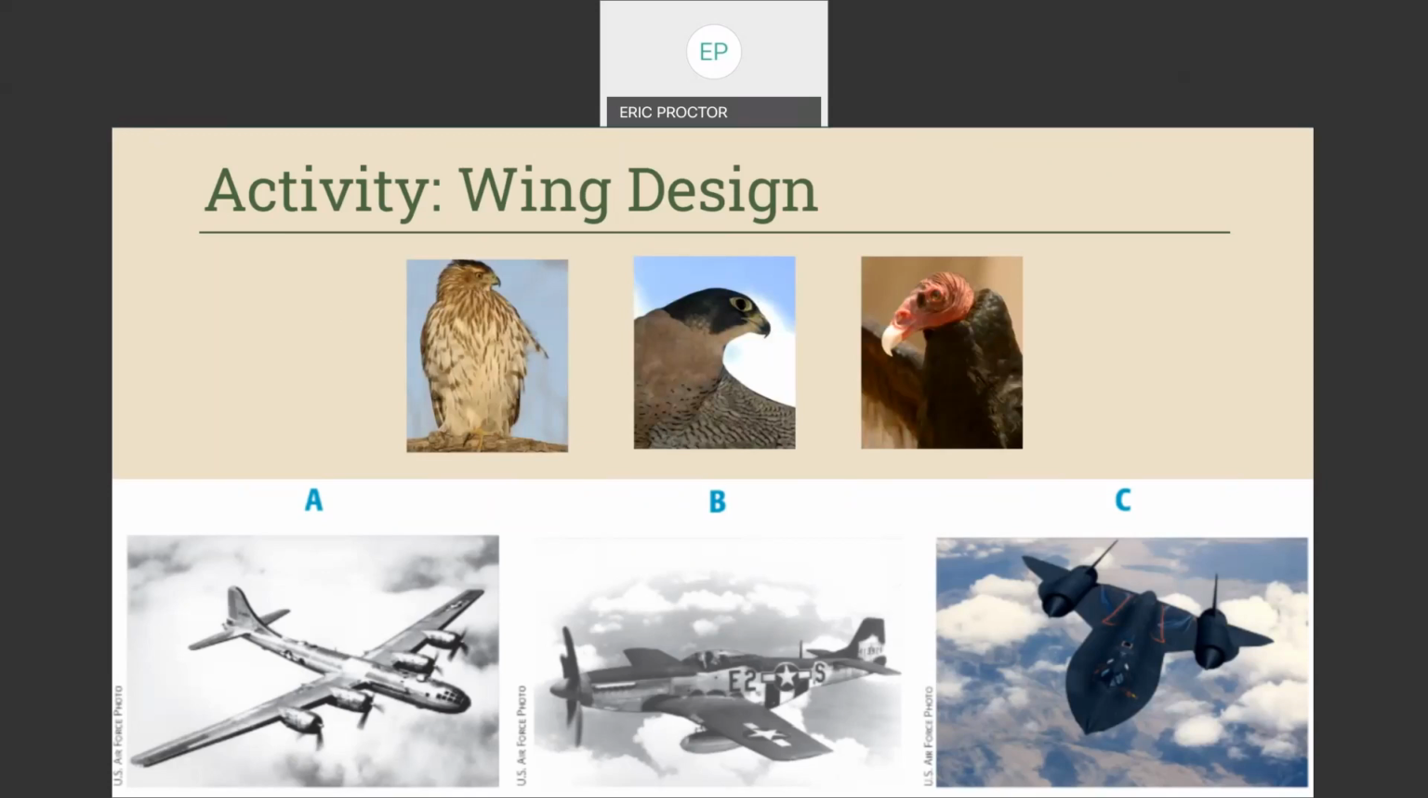Which of these birds, the Cooper's hawk, which was maneuverable and could fly through forests hunting birds, the peregrine falcon, which is largely thought to be the world's fastest animal, or the turkey vulture, which could soar for extended periods of time? Which of these animals could be considered a model for these aircraft? Got a couple answers coming in.